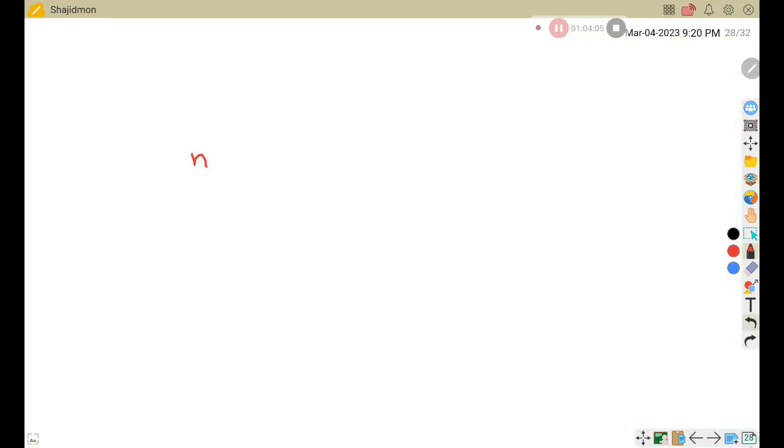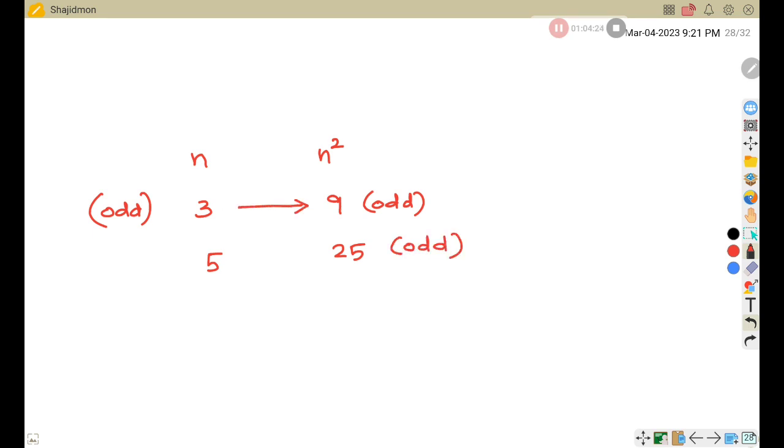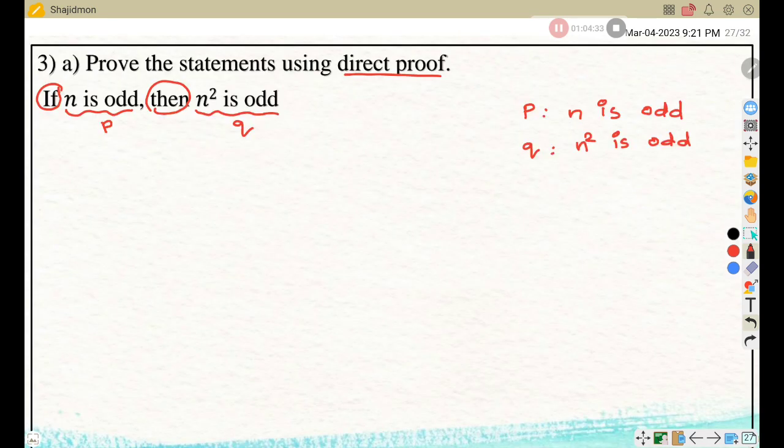For example, n we have taken number 3. What will be n square? 9. 9 is also an odd number, correct. If n is an odd number, n square is also an odd number. Okay, 5. For example, 5. What is 5 square? 25. 25 is also an odd number. Like this, if 3 is odd, 9 is also odd. 5 is an odd number, 5 square, 25 is also odd, correct. This is our statement. We need to prove this one.